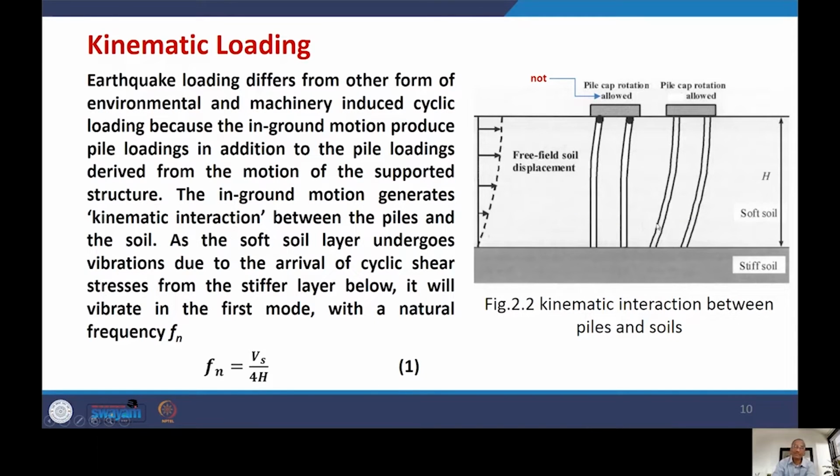Now, as was the case for inertial loading, for kinematic loading also we are considering two cases. One case when the pile cap is prevented from rotation, and another case when pile cap rotation is allowed. So here you could see that the behavior of the piles is similar to what we have discussed in the case of inertial loading, and there is a formation of hinges near the pile cap.